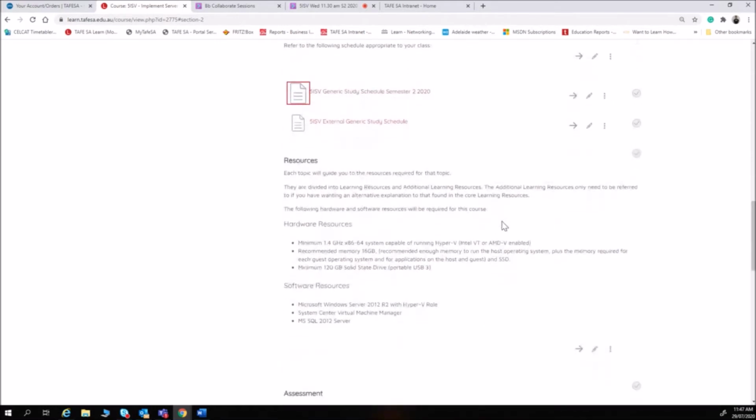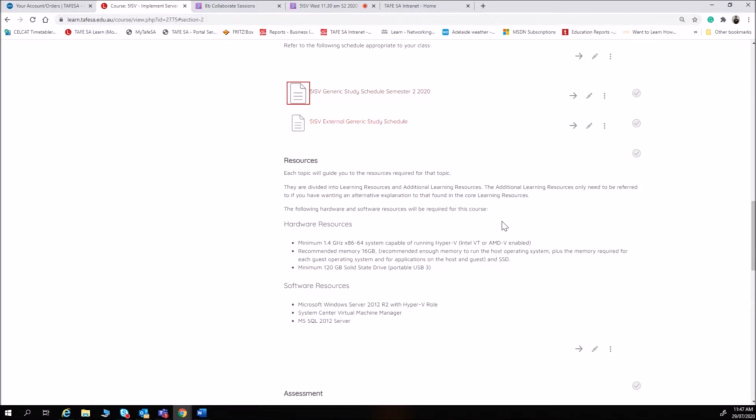All right, now we're talking about resources. This is a virtualization subject, so we have a great demand on the hardware. At times we're going to have up to 6 or more VMs running at the same time. For those of you who did the SCCM subject, this one is not as demanding as that subject, but it's still up there, probably one of the top 2 or 3 subjects that needs hardware resources.